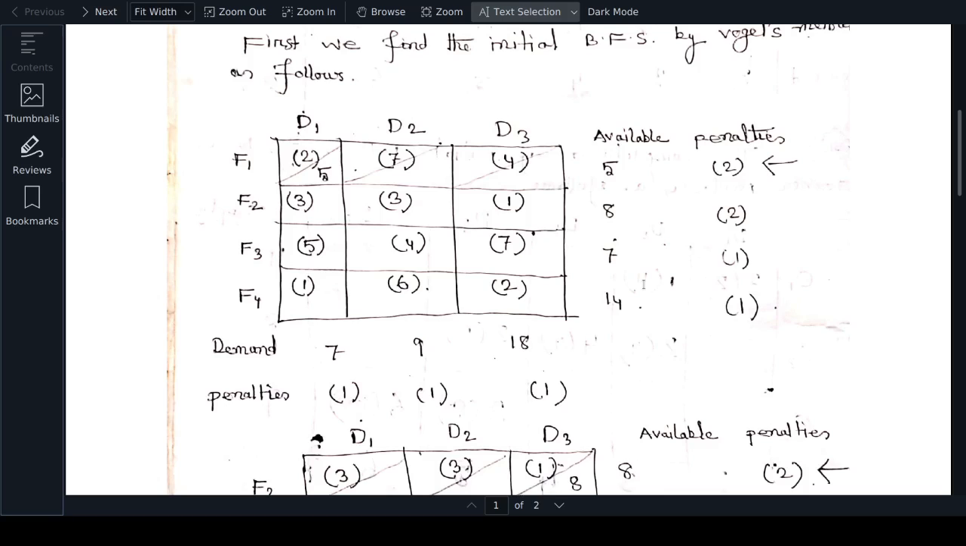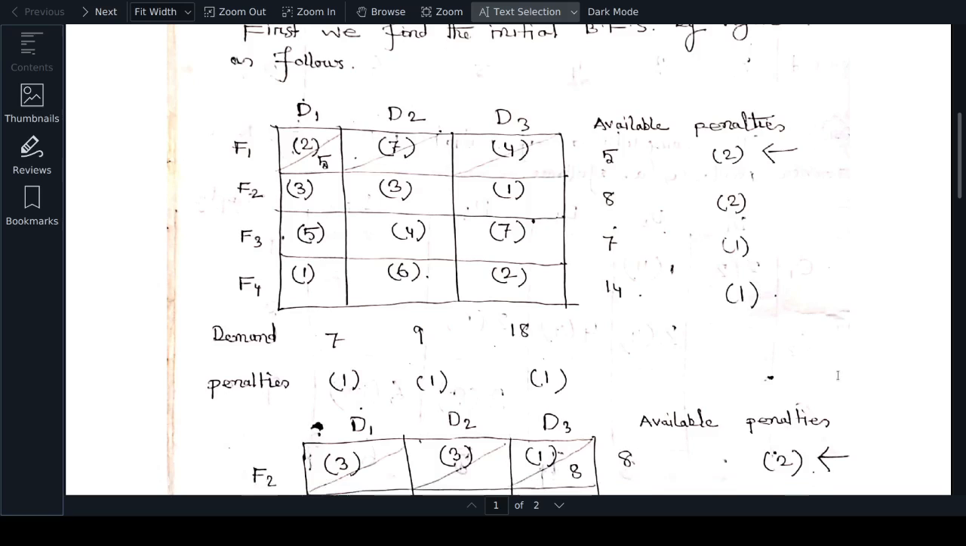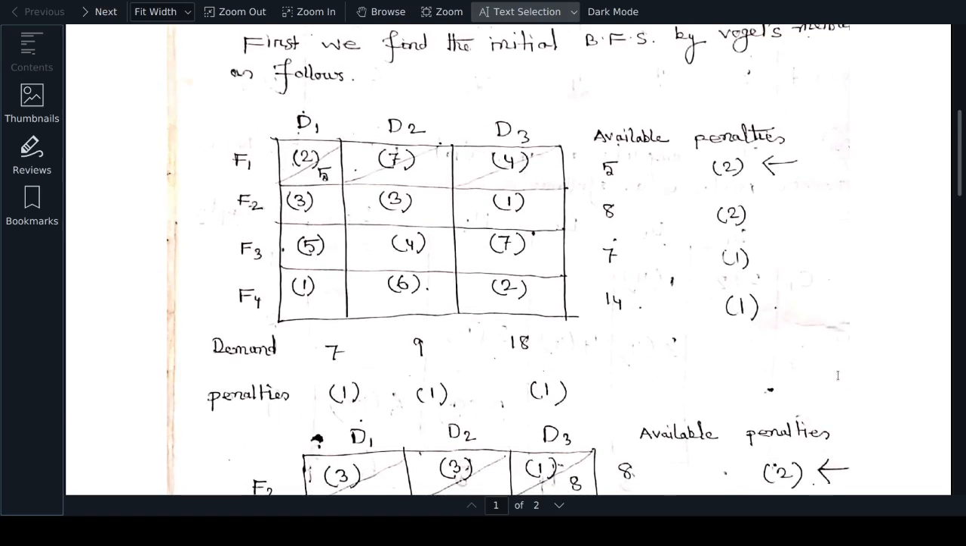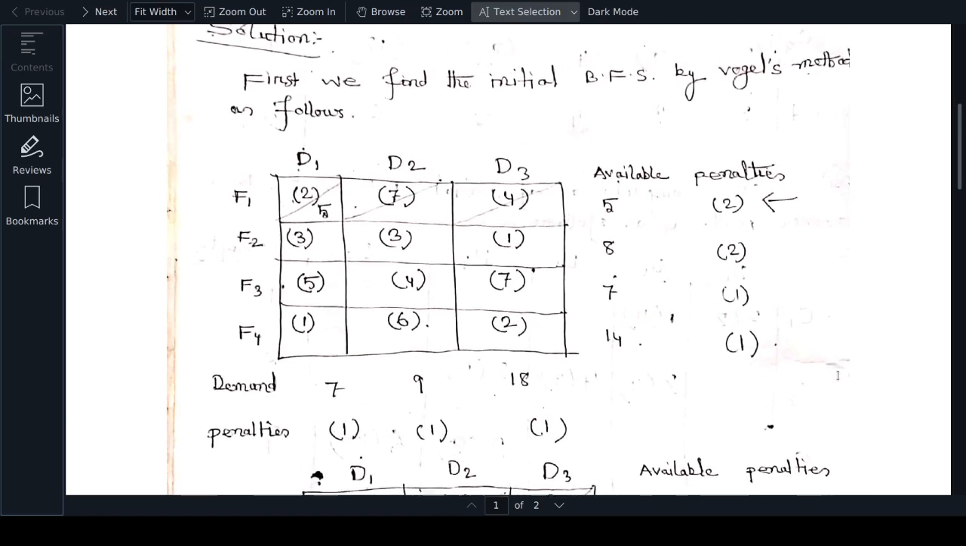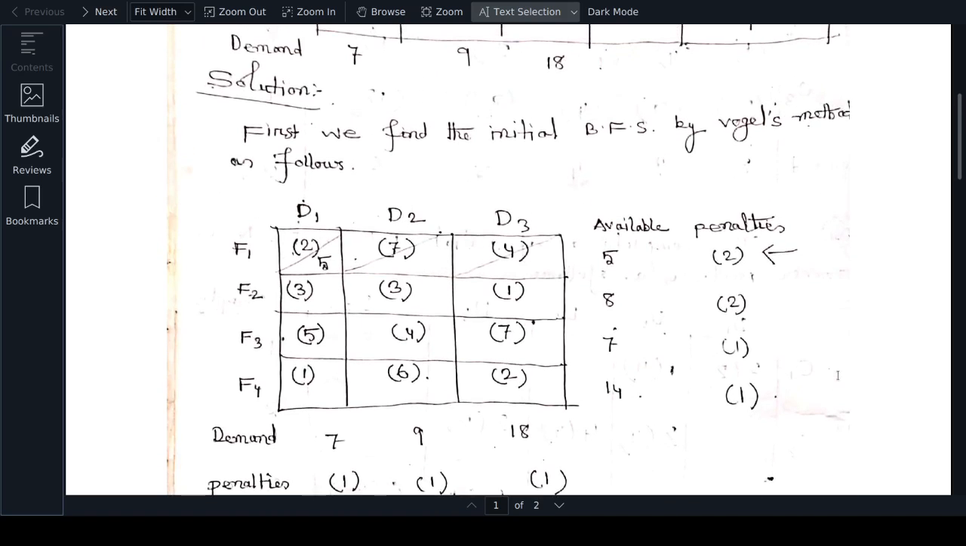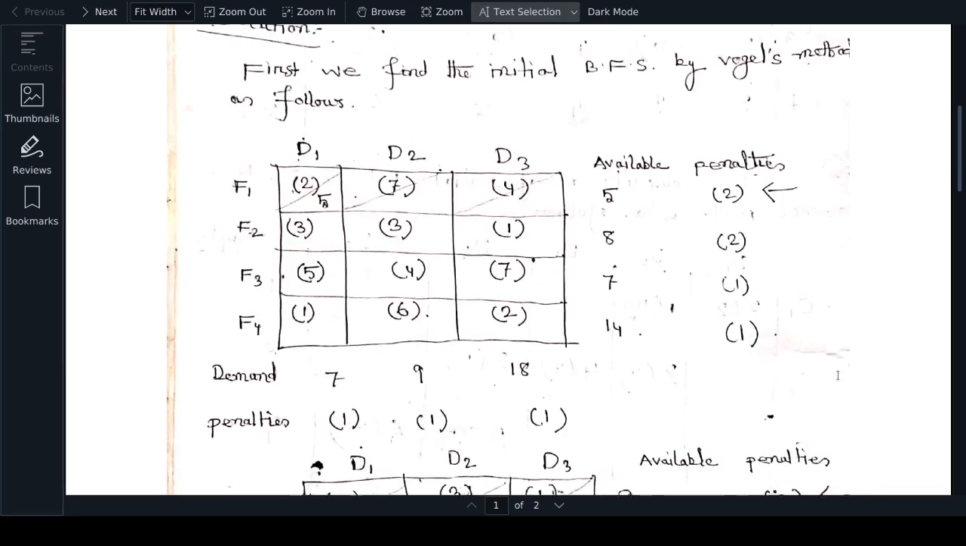So 5 is present in what? In the D3 column, 5 is present. So in the D3 column, you enter and check what is the lowest cost. Between 7 and 2, 2 is the lowest. So in 2, you give the allocation. So availability is 14, demand is 10, you can give 10. So when we give 10, then the D3 column is exhausted, right? So next will be F3, F4.